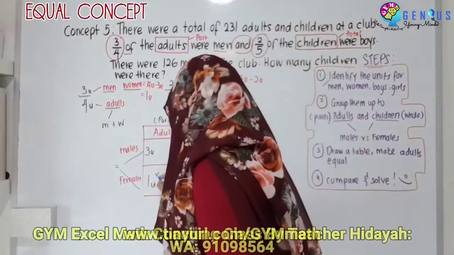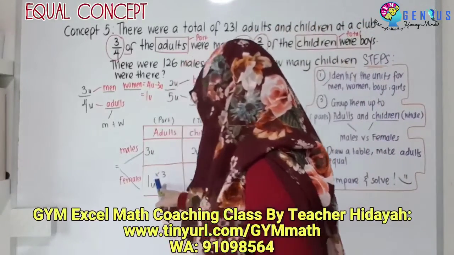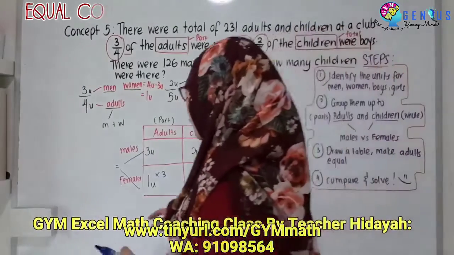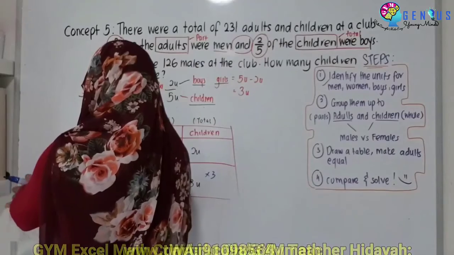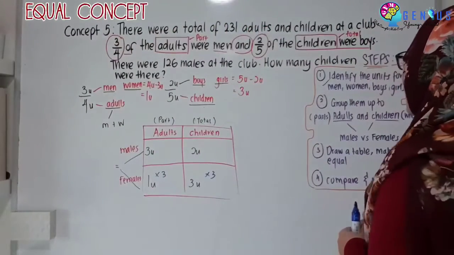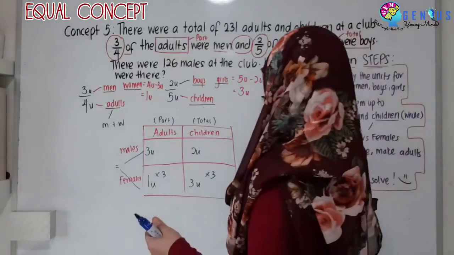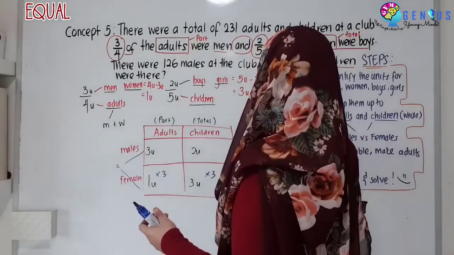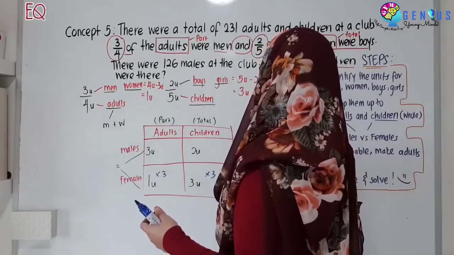Yes, we can. So we times 3 here. Once you times 3 here, here must also times 3. Before we move on to this, if you look at the question, they are given 231 adults and children at the club. Means my total number of people, total is 231.